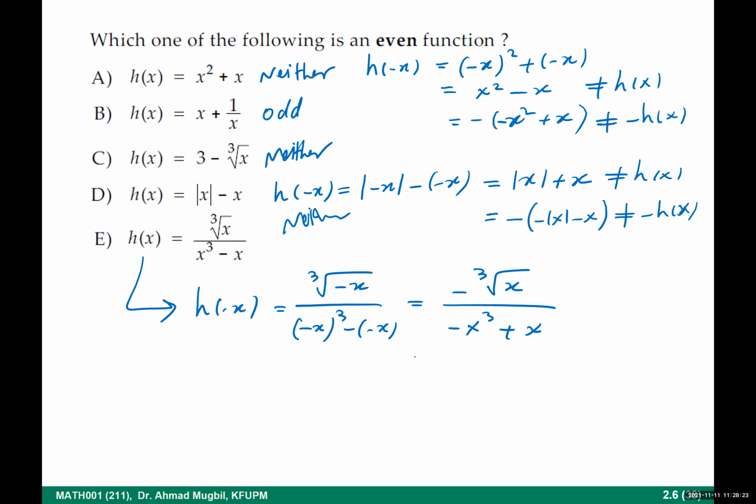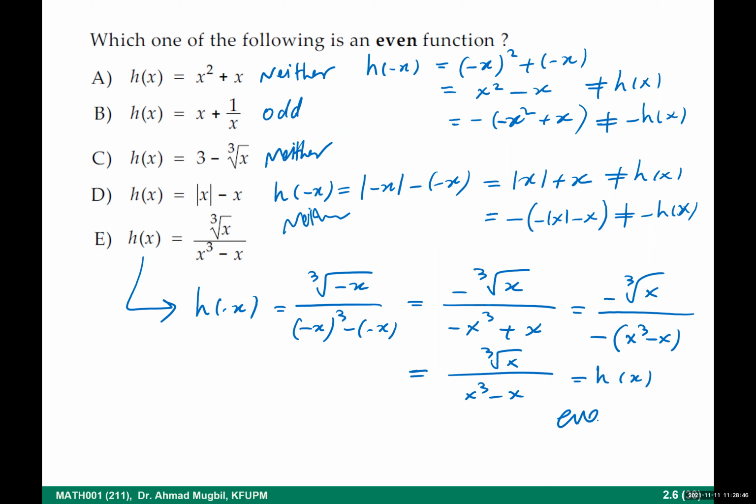But what we can do, we can take the negative in the denominator, negative here in the denominator, to be x to the power 3 minus x. And here we'll have negative cubic root of x. Now this negative will be cancelled with the negative. Negative over negative is positive, and we will get our function back. This is h(x), so this function is what? It is even. Okay, any question about this?